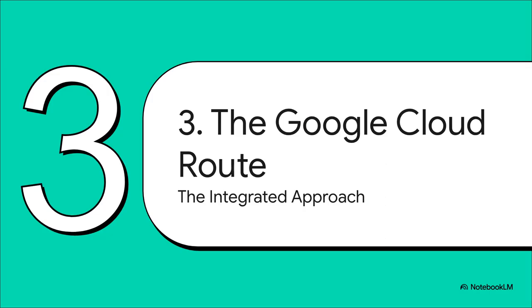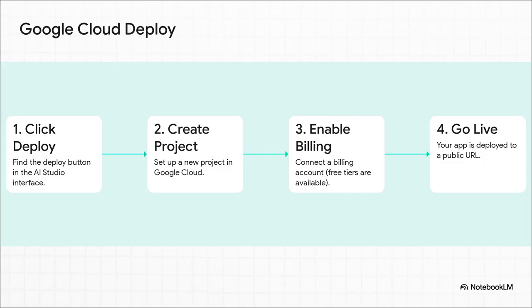First up, path number 1, the Google Cloud route. This is the most direct, sort of official way to get your app out there. It's built right into AI Studio, and the whole point is to make it as painless as possible. And honestly, the process is ridiculously straightforward. You literally find the deploy button in AI Studio, it'll ask you to create a Google Cloud project, and then you'll need to connect a billing account. Now, don't let that word scare you. There are very generous free tiers, so this doesn't mean you'll be paying right away. After that, poof, Google does all the heavy lifting and gives you a live public web address.